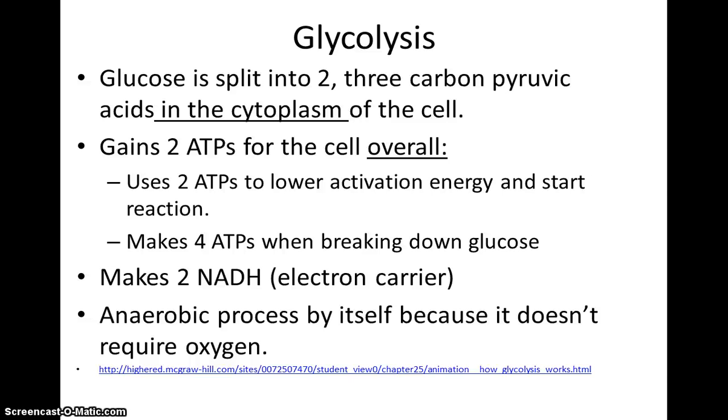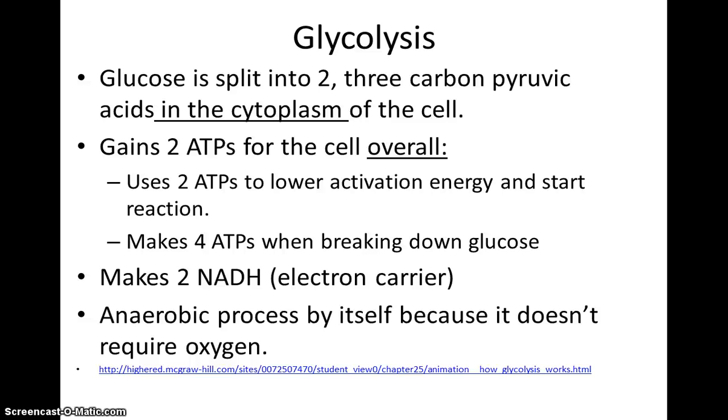This is going to be the process where glucose is initially processed, and it's split into two. So glucose has 6 carbons. When you split it into 2, that gives you 3 carbons. The name of that molecule, once it's 3 carbons, is called pyruvic acid or pyruvate. And that's just the name of it. This occurs in the cytoplasm of the cell. This will not be in the mitochondria.